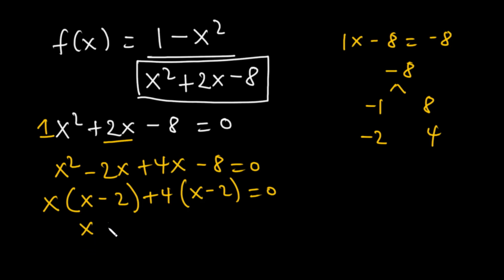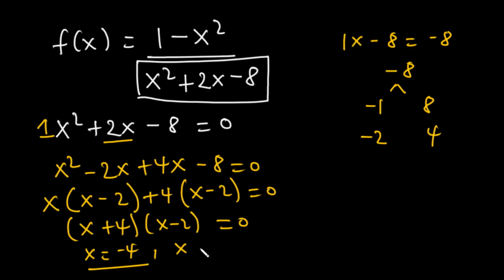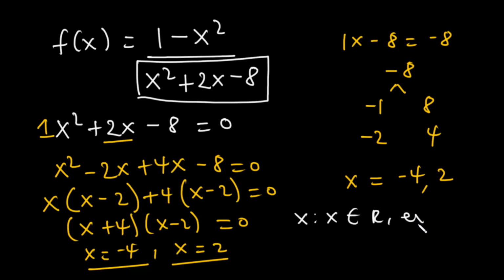So we have (x + 4)(x - 2) = 0. So x + 4 = 0, and then x = -4, and then x - 2 = 0, so x = 2. This means that the values of x that will make the function undefined are x = -4 and x = 2. So we can write the domain as: x is the set of all real numbers except x = -4 or 2.